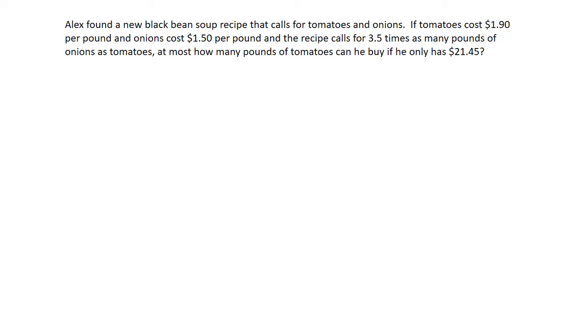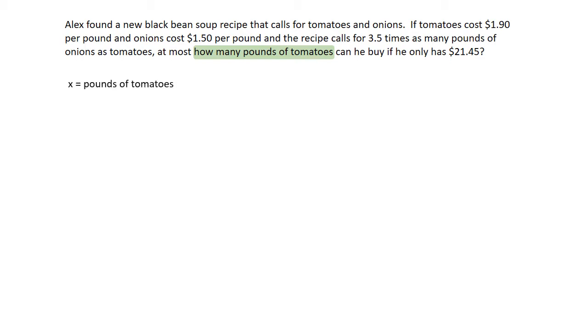Hey guys, we're going to work with a word problem involving inequalities. In this problem we have a recipe that's calling for tomatoes and onions. That's two different ingredients. We have the price of each ingredient. We have a little blurb about 3.5 times as many pounds of onions as tomatoes. And at the end it asks how many pounds of tomatoes can Alex buy if he only has $21.45.